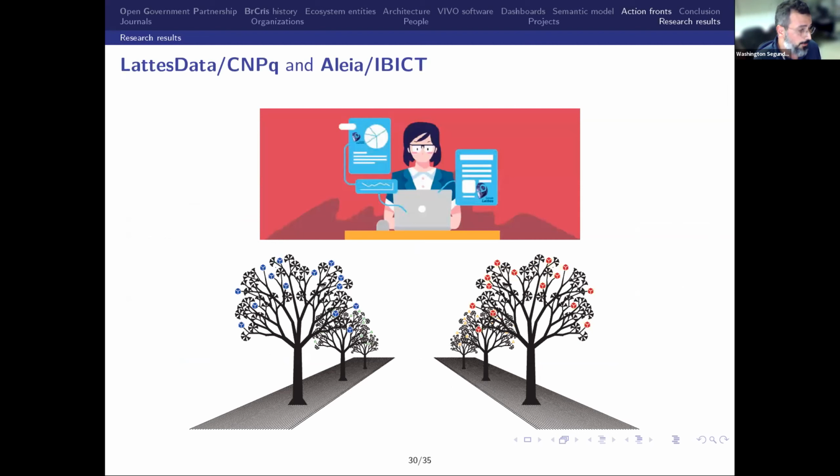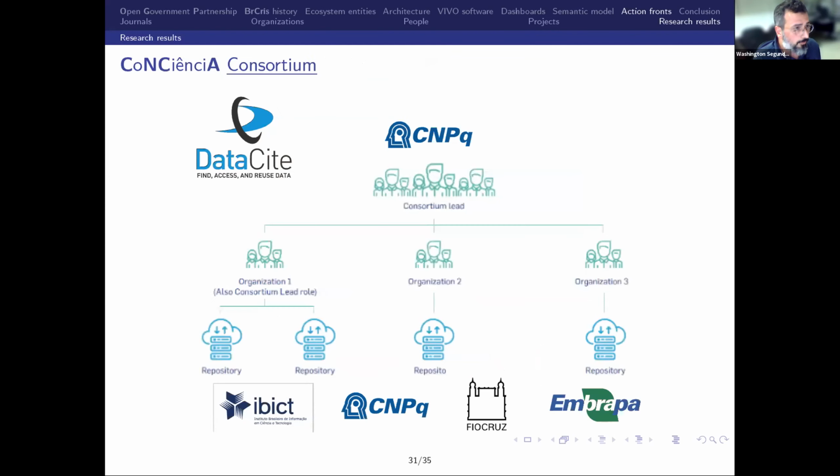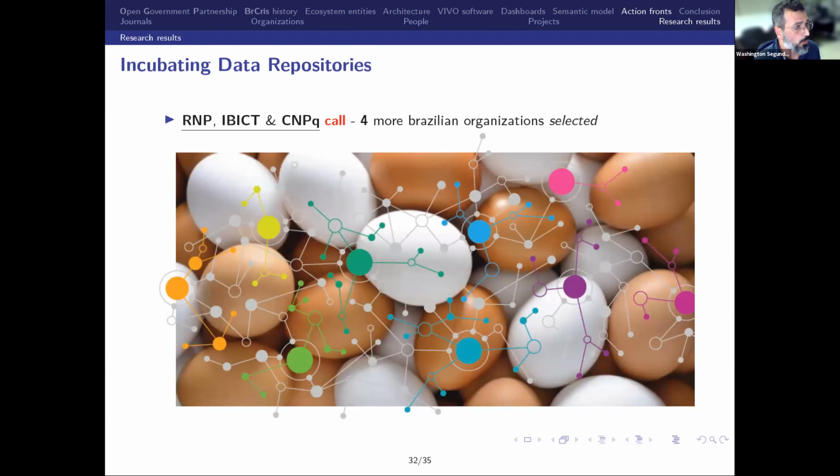Finally, we are building our own data repository, a big repository, and we are supporting the creation of the CNPq data repository. CNPq is the main national funder in Brazil. In this context, we established a consortium with DataCite that has nowadays just 4 institutions, but it's growing to 8 institutions, beyond the incubating data repositories initiative that we launched last month.